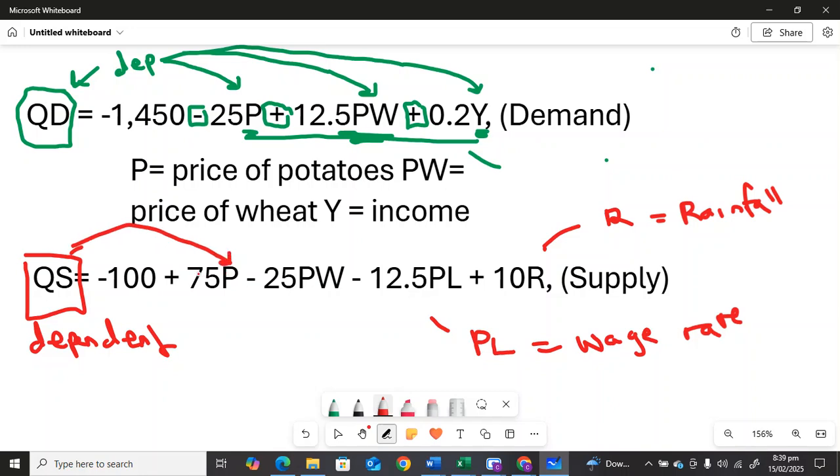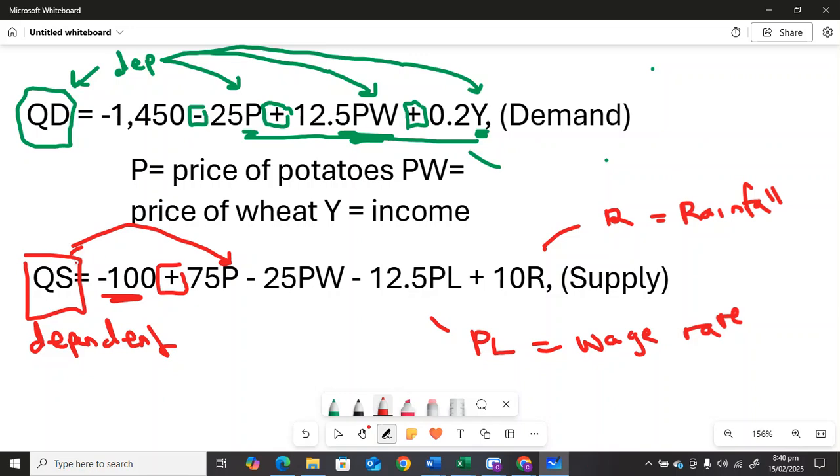We have a positive sign here. So if the price of potatoes goes up, quantity supplied of potatoes is going to go up. If the price of potatoes goes down, quantity supplied of potatoes also goes down. Forgot to mention this negative 100 represents the quantity of potatoes that will be supplied if the price of potatoes is zero, the price of wheat is also zero, the wage rate is zero, and rainfall is zero. Then the quantity supplied is negative 100, meaning basically nothing will be supplied.